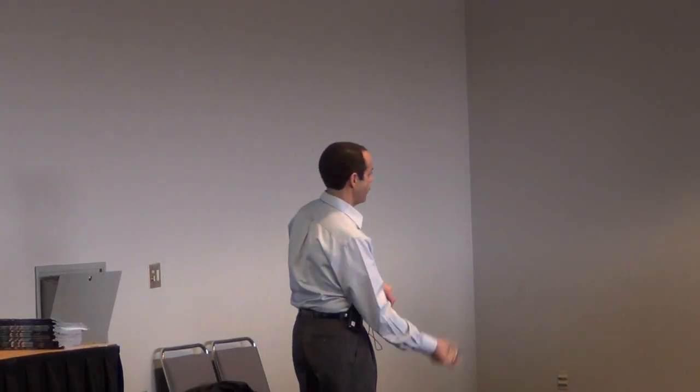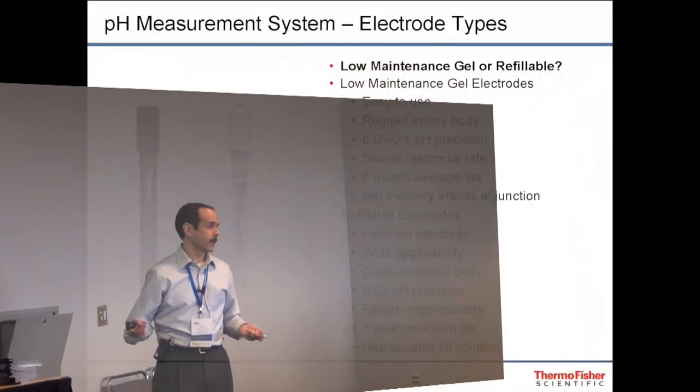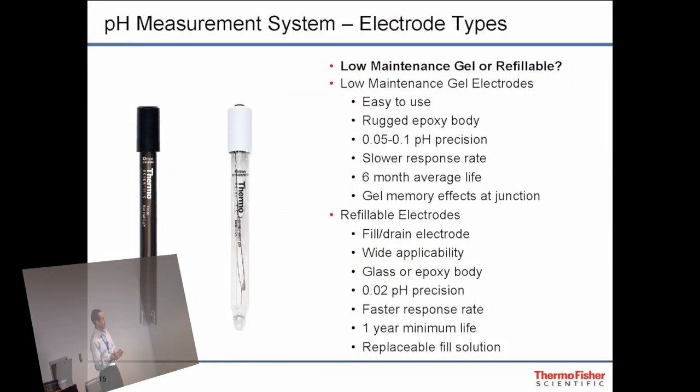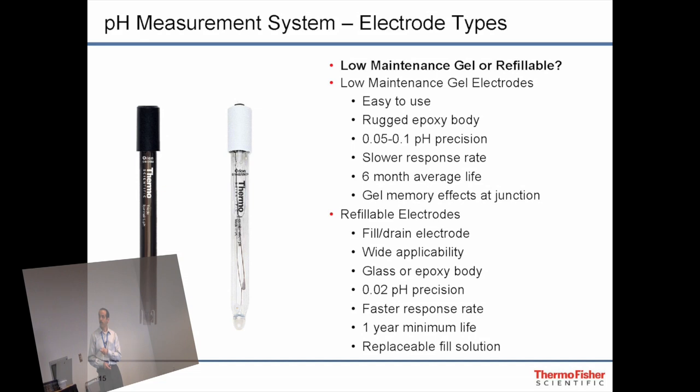So other things to consider, we talked about references, we talked about junctions. The next thing to think about is, do I want a refillable probe or do I want a gel-filled probe? So if you've got a gel electrode, you've got something that's low maintenance, right? You don't have to worry about fill solution. It's sealed. It comes usually in a very rugged plastic epoxy body. But the repeatability or the precision is not as good as on a refillable electrode. So usually 0.05 to 0.1. So if you want an electrode that you can use to report your readings, you know, this may not be the best choice.